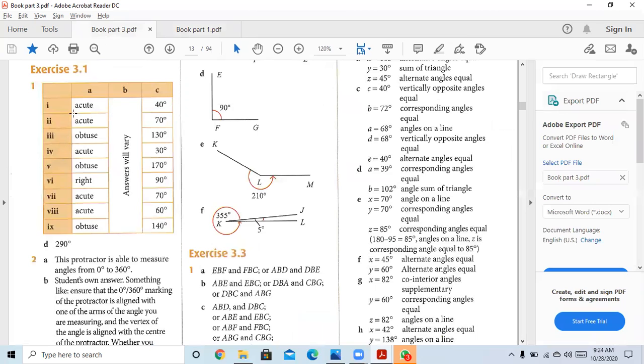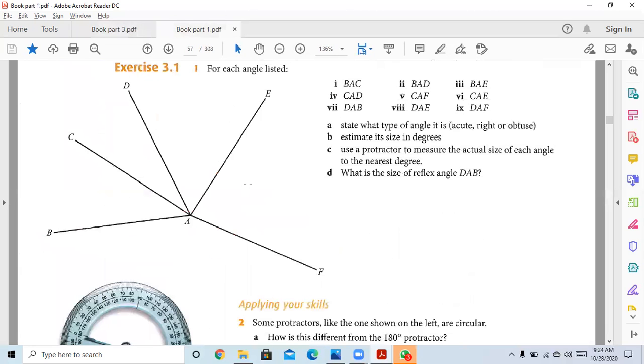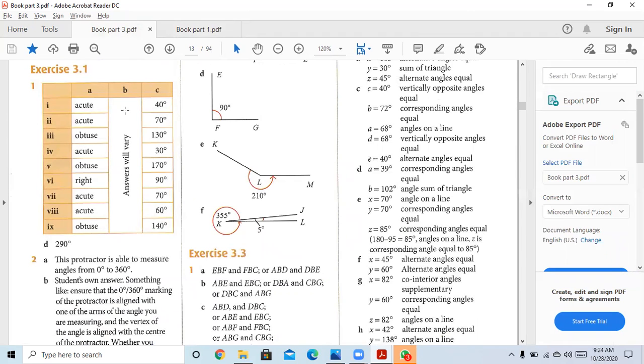Let me show you. Look here. First of all, he said acute, acute, obtuse, acute. So all these he mentioned here. Then he writes his estimation, and later uses the protractor to find these answers. Here you can write whatever you like, it's up to you, but this one he is solving using the protractor.